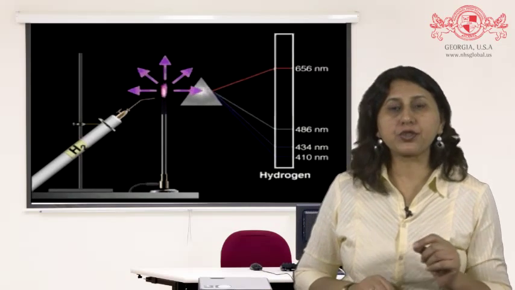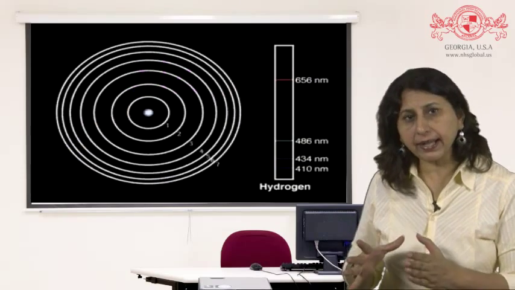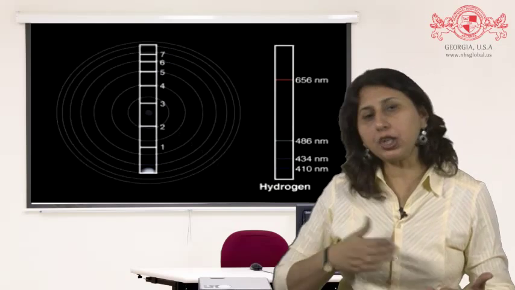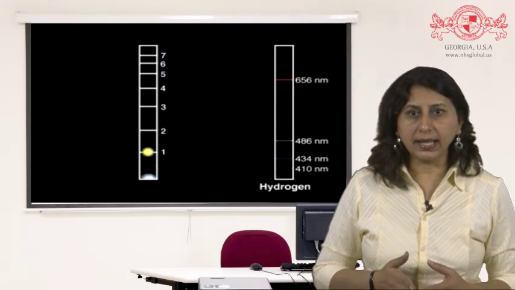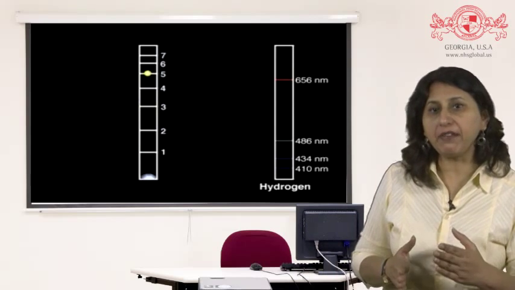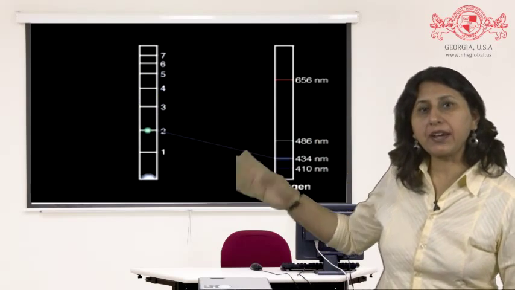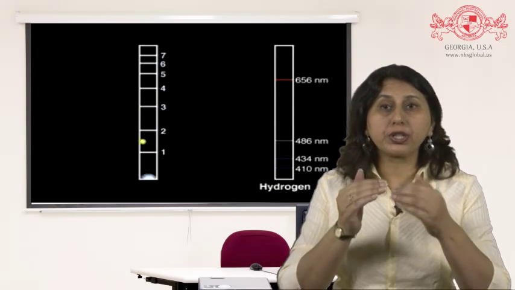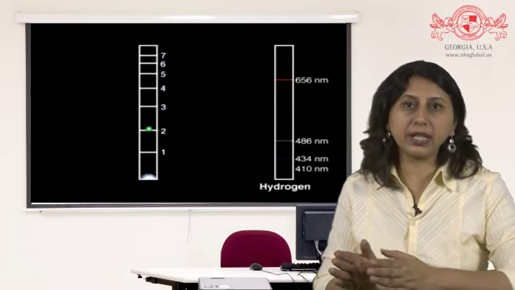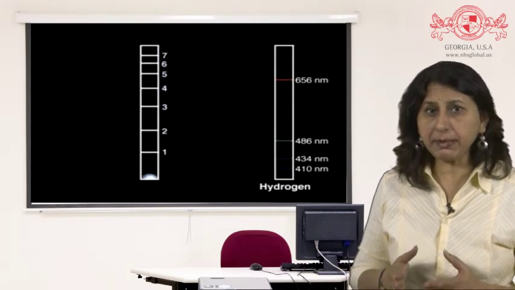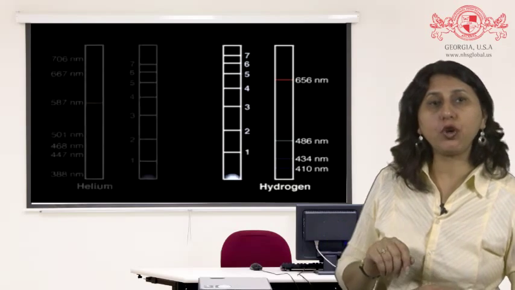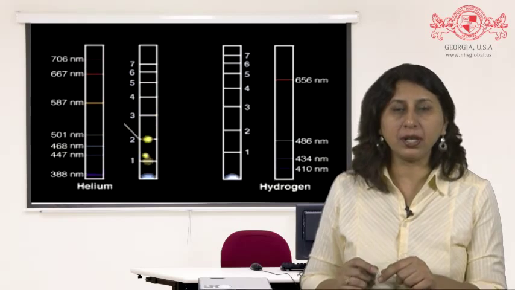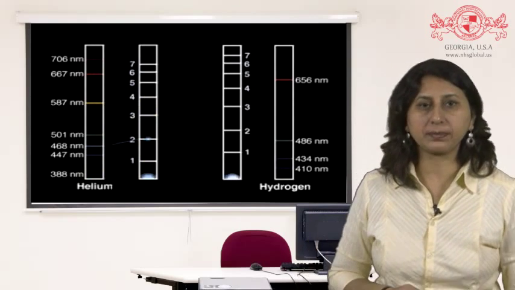The energy of electromagnetic radiation is inversely related to wavelength, meaning that the longer the wavelength, the lower the energy. Therefore, given the four visible lines above, the red line at 656 nm is the longest wavelength and must correspond to the lowest energy transition, 3 to 2. Similarly, the blue-green line at 486 nm corresponds to the next lowest energy transition, 4 to 2, and so on.